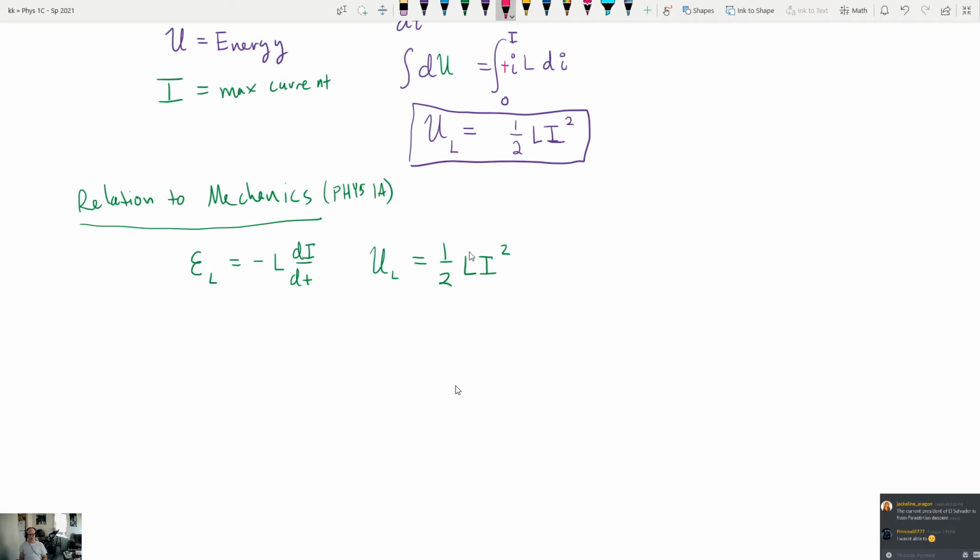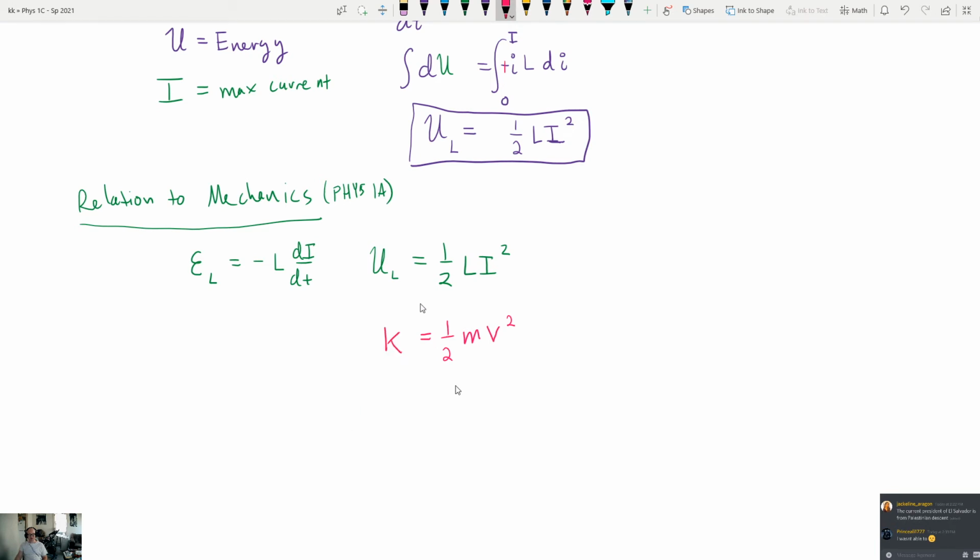What does current correspond to if we go from electricity back to mechanics? What does current represent in mechanics? Velocity. Right, so this is like v squared. What did I tell you inductance was related to? Mass. The inertia. So if you do an analog like that, this equation becomes 1/2 mv squared, which you will all recognize as kinetic energy, right?